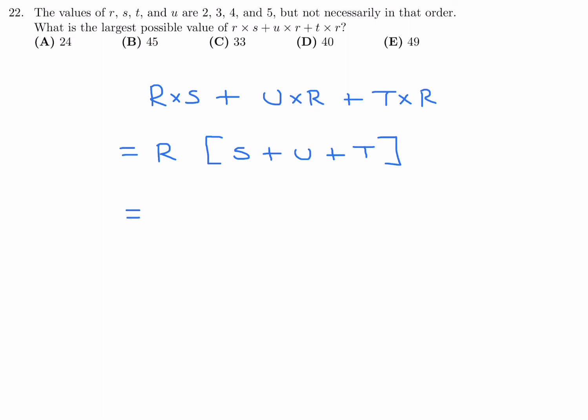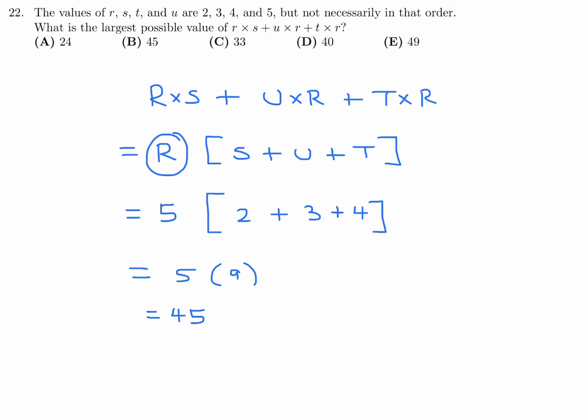Well, I'll let my R equal 5, and then obviously the remaining numbers go in here. So in any particular order, 3 and 4 like that. And when you do this, you get 5 times 9, and that's 45. And if you rearrange this to give other values for R, you'll notice that the sum will only get smaller. So the largest possible value is 45, and therefore number 22, the answer is B.